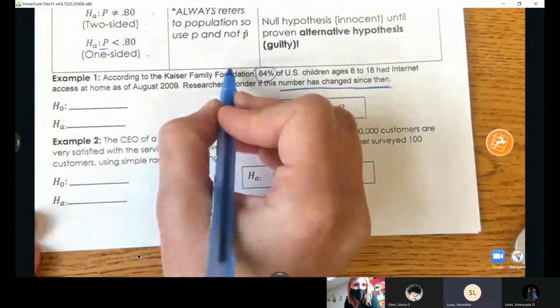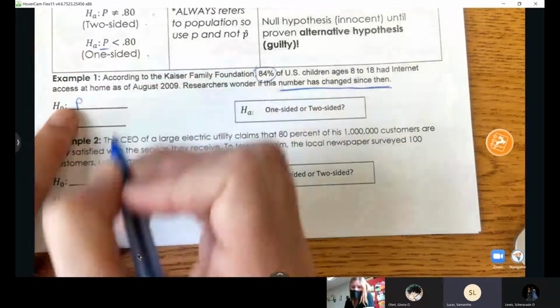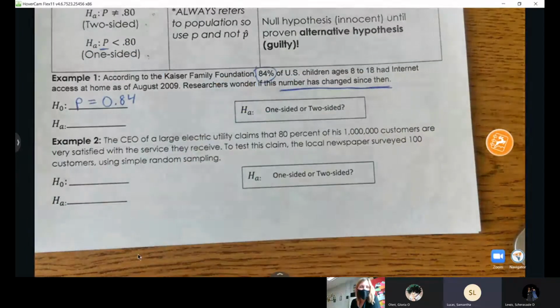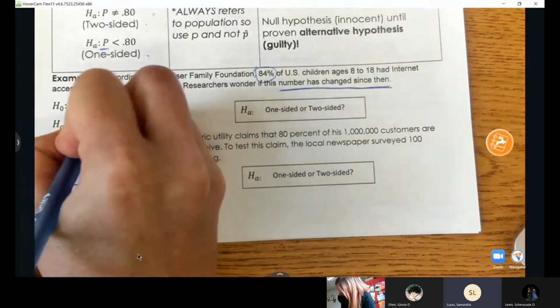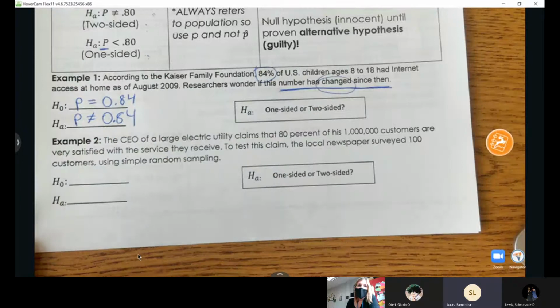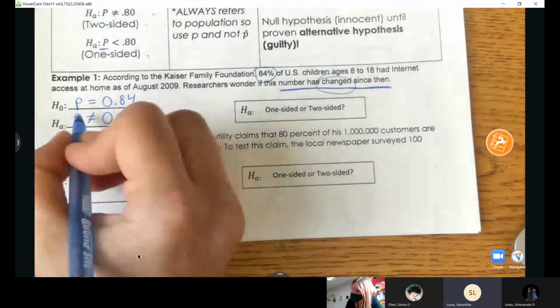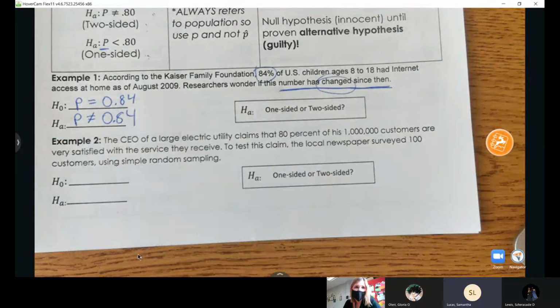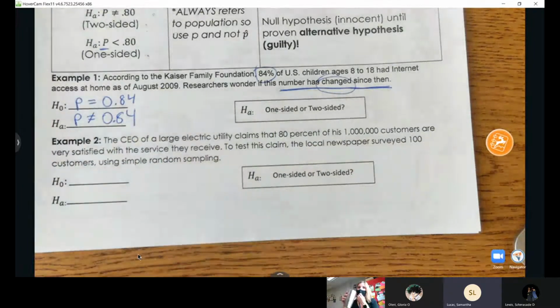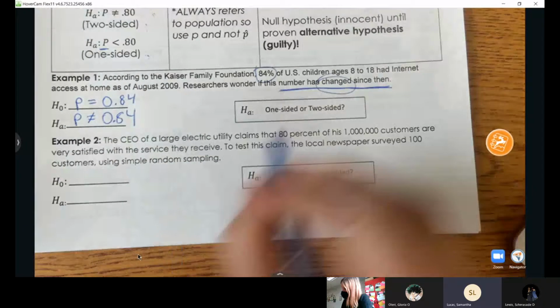So our H null is the claim that we're given. So we want to use P, not P hat, is equal to 0.84. We're going to change that percentage to a proportion. And then our alternative is that it is not equal to 0.84 because we just want to know if it's changed. If it said researchers wonder if this number has gone up, then we would say that P is greater than 0.84. So do we think that our alternative is one-sided or two-sided? Two-sided. You got it, because it's a not equal to.